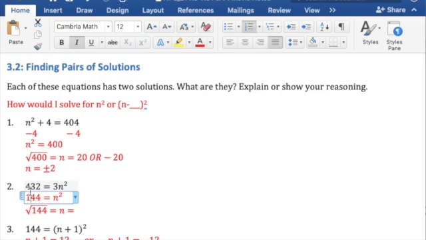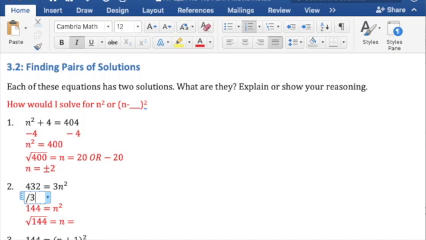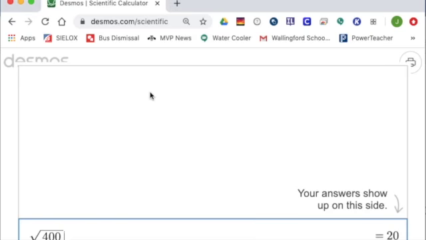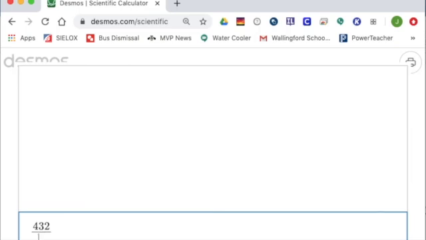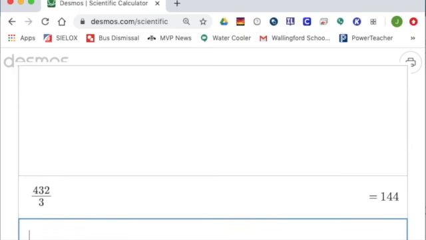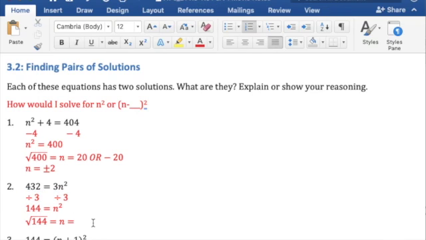So, next problem. 432 equals 3n squared. So my first step here, again, would be to divide both sides by 3. And then when I'm done with that, that's the wrong tab, sorry. That's for Math 8. When I do 432 divided by 3, I get 144. And then I can do the square root of 144, and I can write it properly. And I get 12. Or is that also a perfect square? All right. Yeah, so square root of 144 is 12. So again, I'm left with my plus or minus 12.